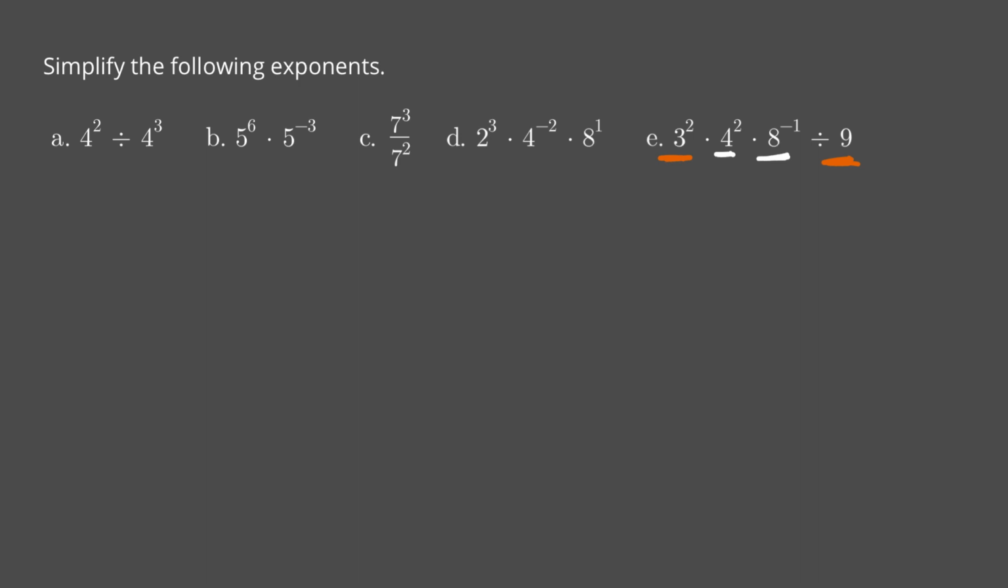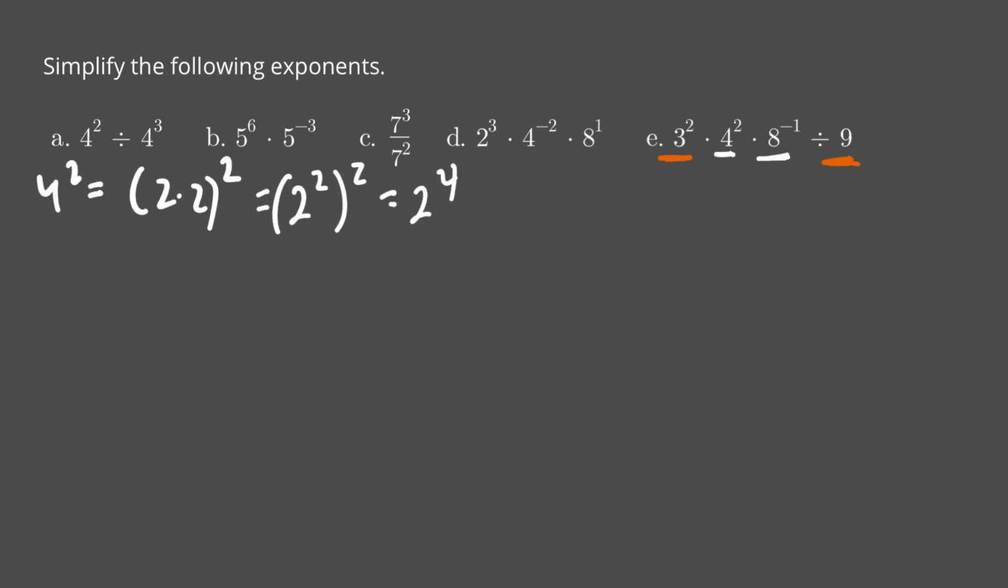4 to power 2 can be rewritten as 2 times 2, all to that power of 2, which simplifies to 2 to the power of 2, and again parentheses power of 2. Multiplying those exponents together gives us 2 to power 4. Okay, so this one is handled.